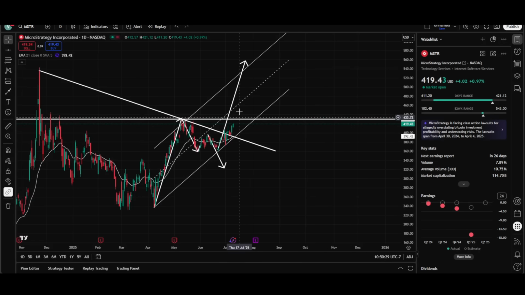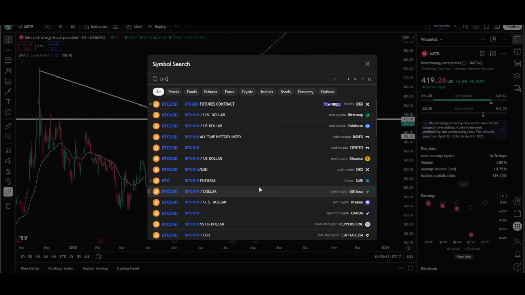420 right now. Bitcoin looks like it has basically no resistance for a while now because it's at new all-time highs, uncharted territory. So this is looking pretty good. So let's see how it develops.